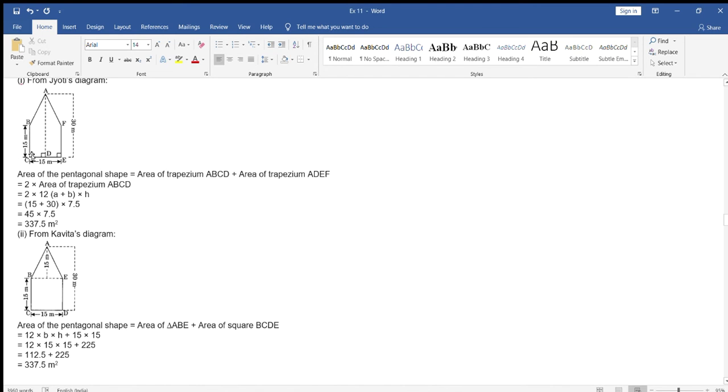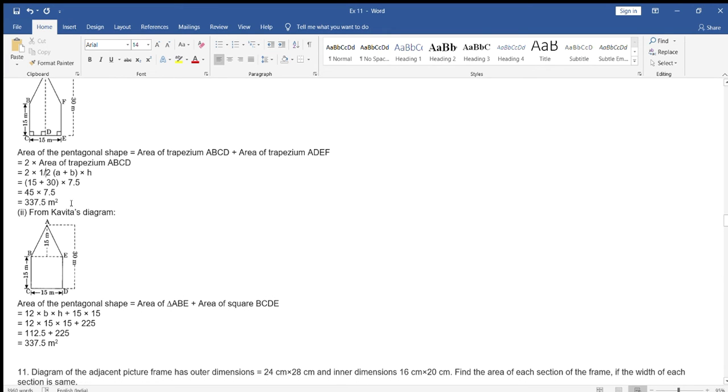Just see, BC is parallel to AD, and AD is parallel to EF, and the perpendicular distance is 15. These two sides are the same, AB is the same as AF. If we draw an altitude perpendicular from A, it divides the opposite side into two equal parts. This is its property. So the area of this pentagonal shape is the sum of the areas of both trapezium, or you can say 2 multiplied by the area of one trapezium. So 2 multiplied by half (a plus b) into h. This is the way we find it.